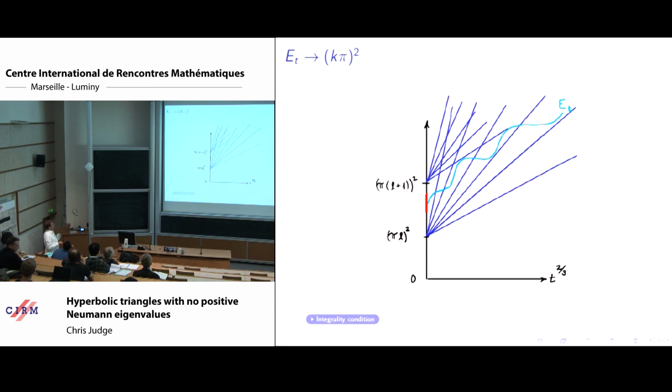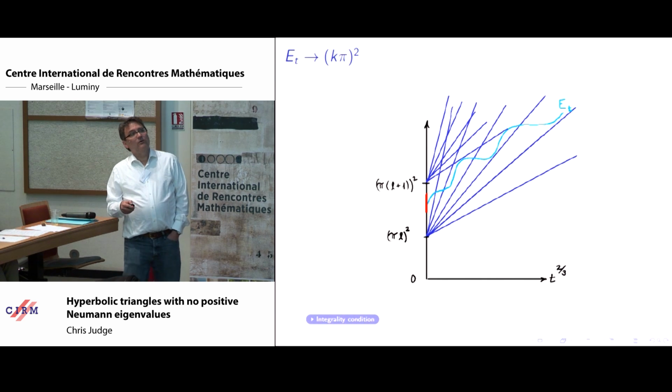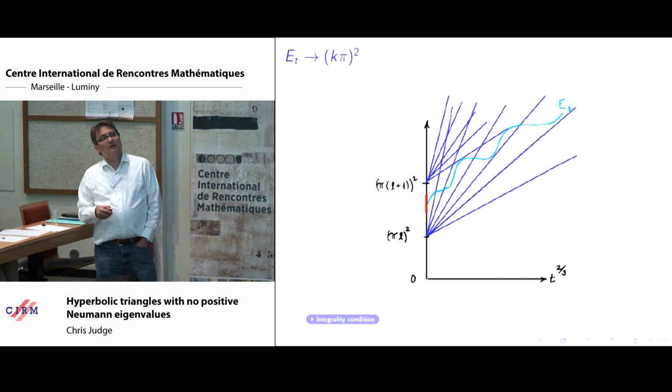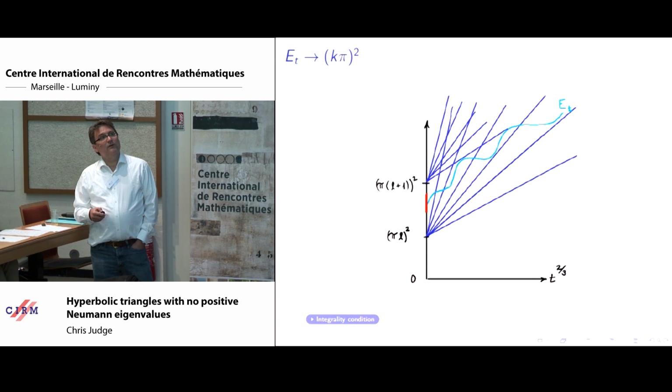Okay, 5 minutes. So using that fact, the non-concentration fact, and also this expansion for A dot, what you can do is show that no eigenbranch can go down to... we know each ET goes to something, we already showed that. But what you can do is show it doesn't go here, it doesn't go anywhere in between. It has to go to some pi L squared.